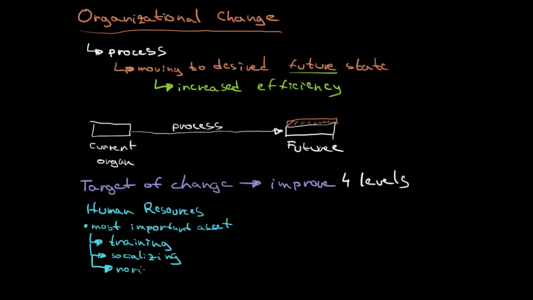So norms and values. And maybe finally we can try to change our top management, because that's something different. That is our human resource, but they are leading the company. So that is the outstanding point. So the top management.